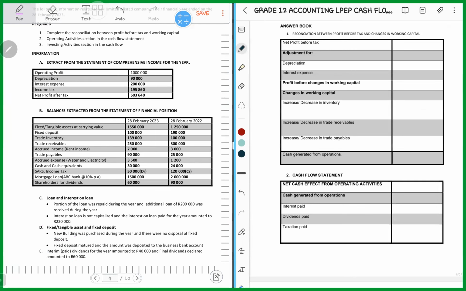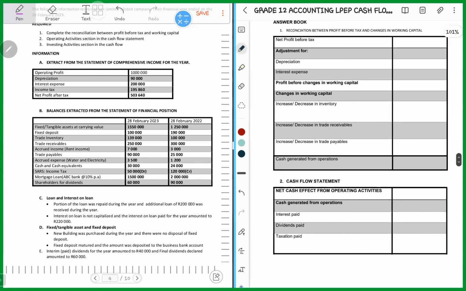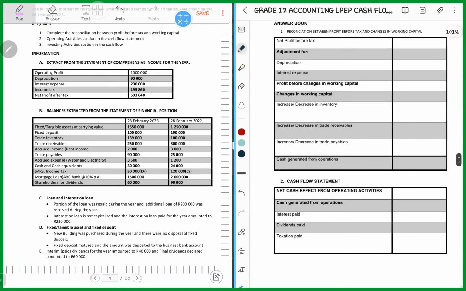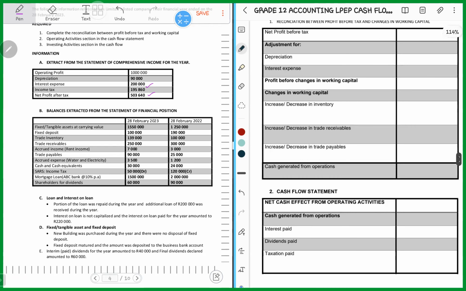So remember, in our note, we have to start by recording the net profit before tax. If you notice something here, we are given the net profit after tax and also the income tax. To find the net profit after tax, we took the net profit before tax and subtracted the income tax. So now, since we want the net profit before tax, we're going to do the opposite. We're going to take the net profit after tax and add back the income tax.